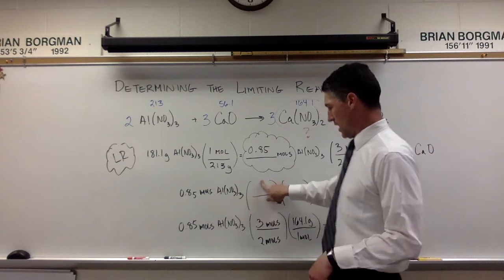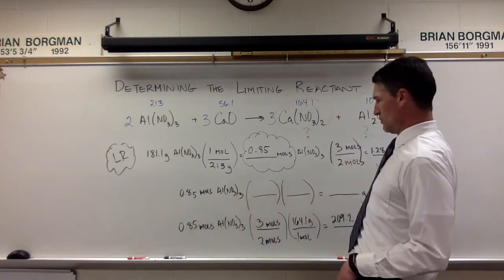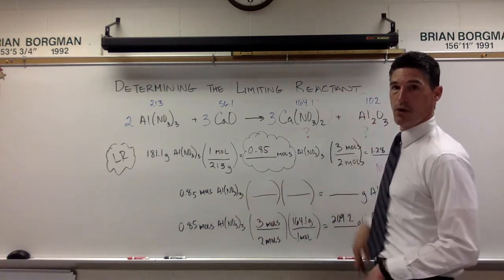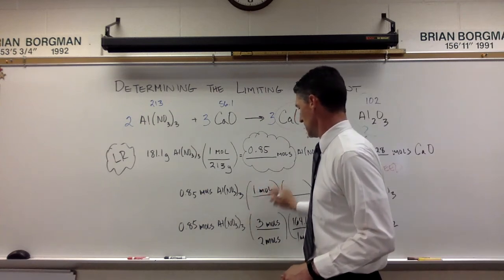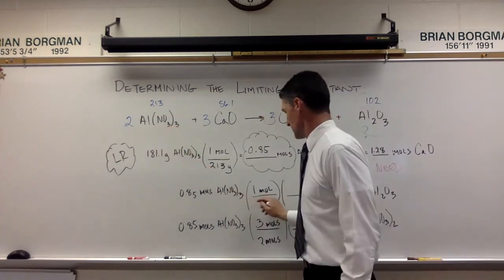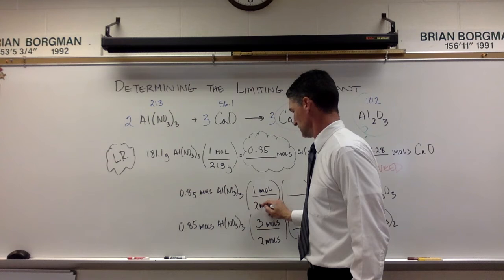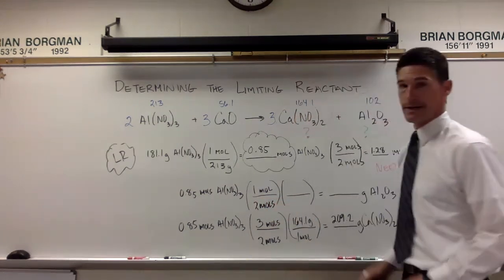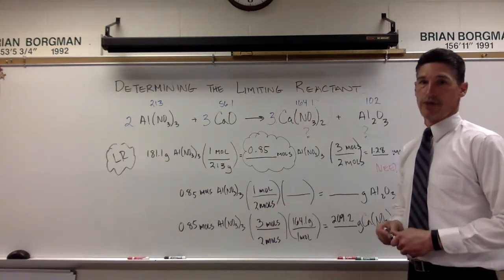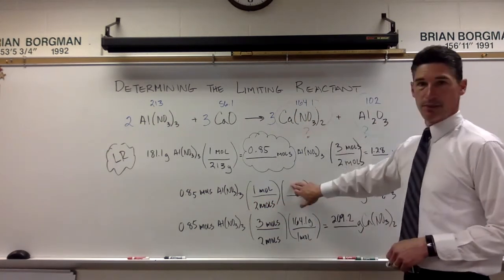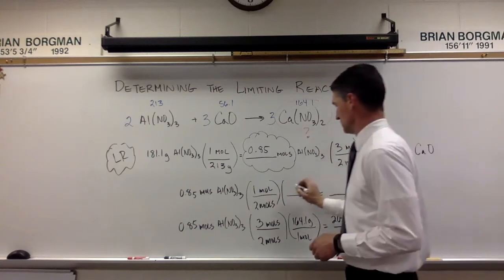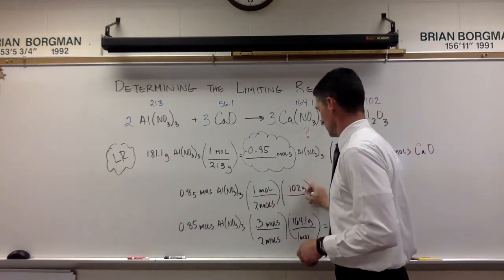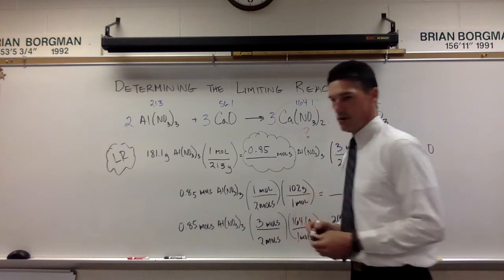So unknown over given. Unknown is aluminum oxide. We used 1 mole of aluminum oxide. So my ratio here now is going to be 1 mole over 2 moles. All right, so that's my mole ratio. Unknown over given, 1 over 2. And then we multiply by the molar mass, which we figured out earlier to save some time, 102. 102 grams in 1 mole.